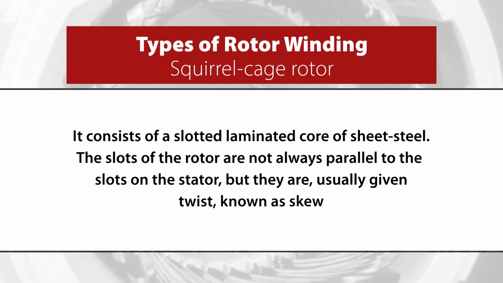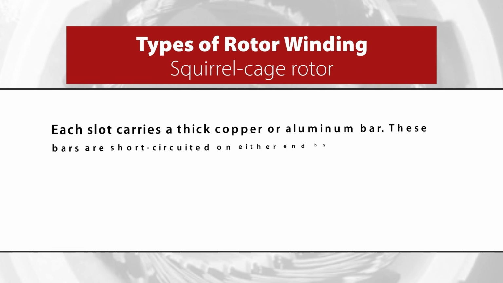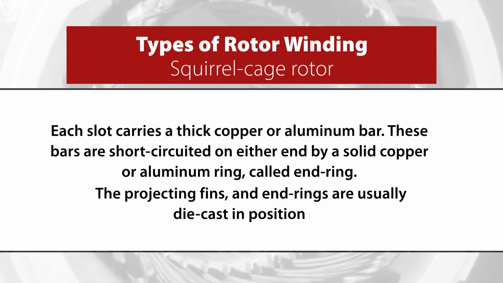As the name indicates, the squirrel cage rotors are designed like a squirrel cage. It consists of a slotted laminated core of sheet steel. The slots of the rotor are not always parallel to the slots on the stator, but they are usually given a twist known as skew. Each slot carries a thick copper or aluminum bar.